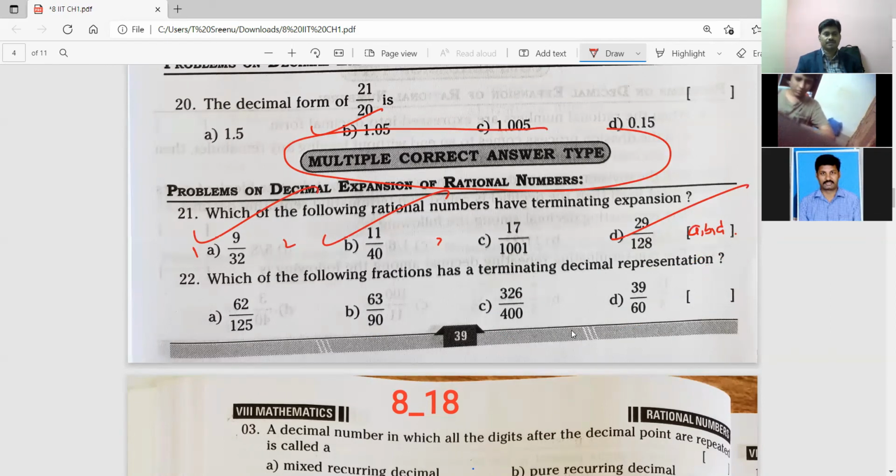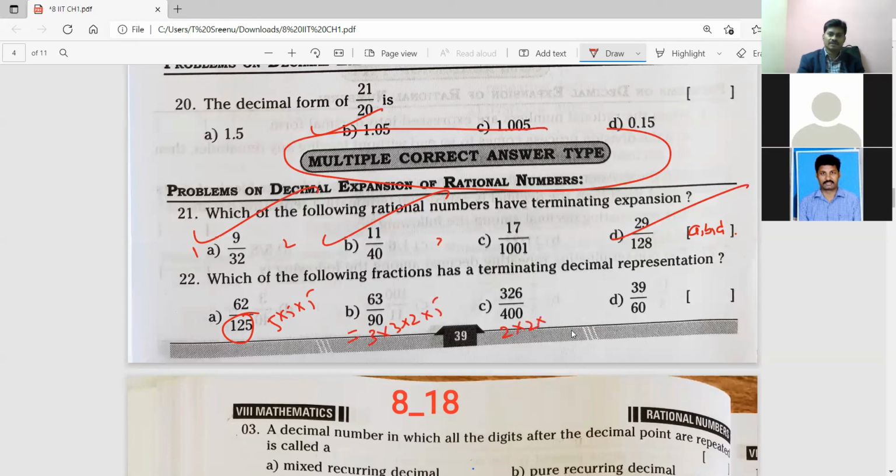Make it fast. Your denominator, you will get 5 into 5 into 5. Your denominator, 3 into 3 into 2 into 5. Your denominator, 2 into 2 into 100, no? 25 fours. Again, 2 into 2, 5 into 5. Your denominator, 2 into 3 into 2 into 5.